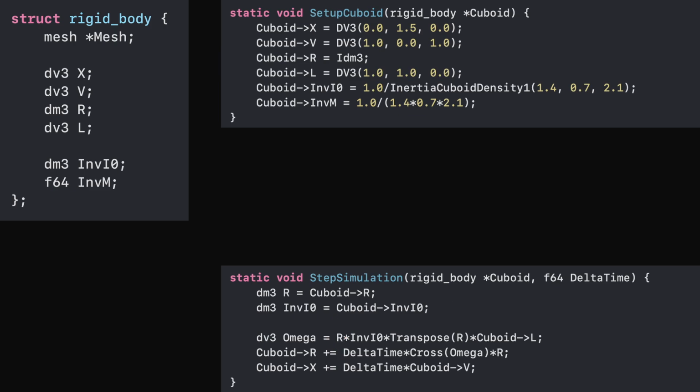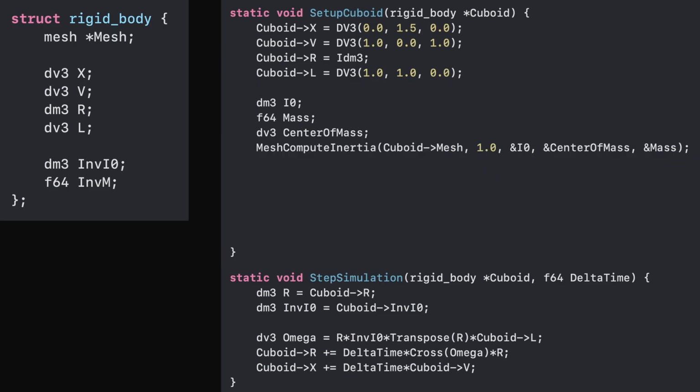In setup, instead of calling the analytical cuboid inertia tensor function, I now use the triangle mesh function. I pass it the mesh of the cuboid, give it a density of for example 1, and input pointers to a matrix for the inertia tensor, a value for the total mass, and a vector for the center of mass. These last three variables will be initialized by the function.